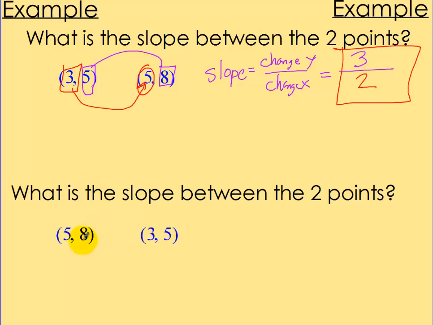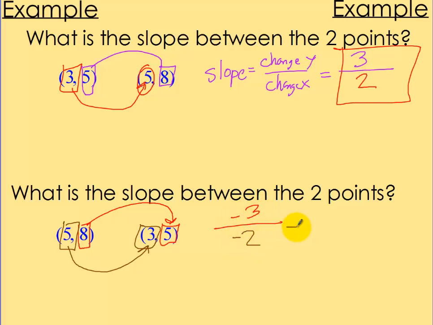Let's check the bottom one. So the slope, change of y over change of x. So the y is going from 8 to 5. It's going down 3, so my change in y is minus 3. And then for the x values here, we're going from 5 to 3, and this is going down 2, so it's negative 2. So I have negative 3 over negative 2. I can reduce that. If it's negative divided by negative, those negatives cancel, and it's just 3/2.